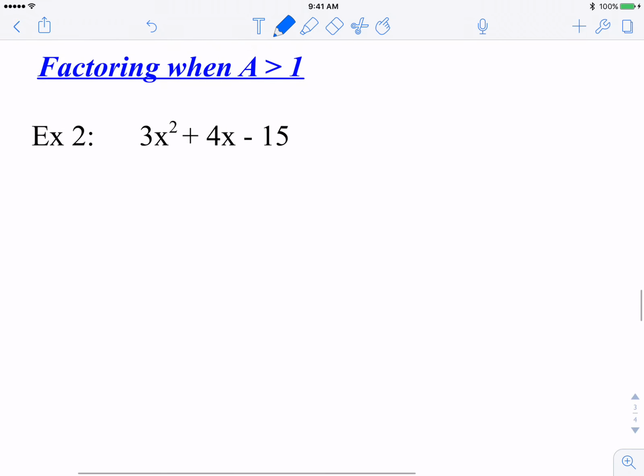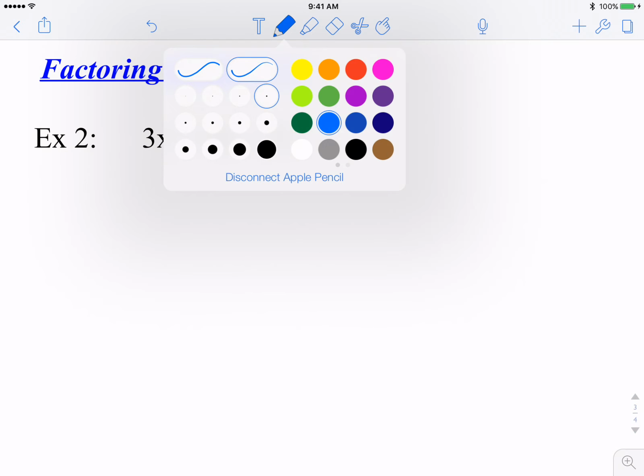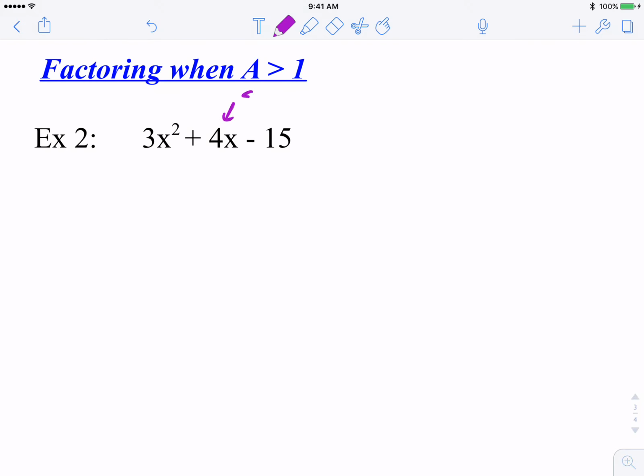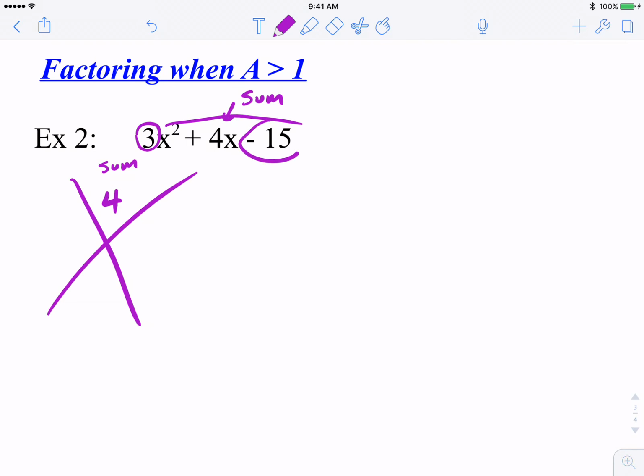Okay, so we'll do another one where a is greater than 1. So once again, we got a sum of 4 here. The strategy still requires you doing a little sum product setup. So we got a sum of 4. Our product here is going to be 3 times negative 15, or negative 45.